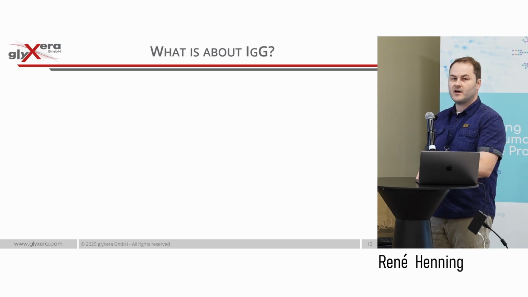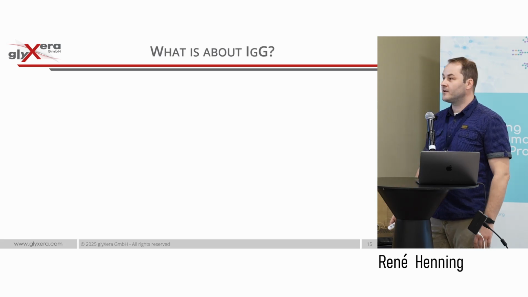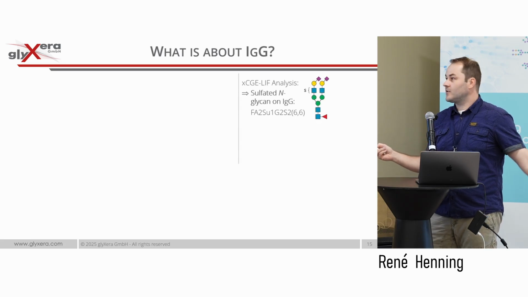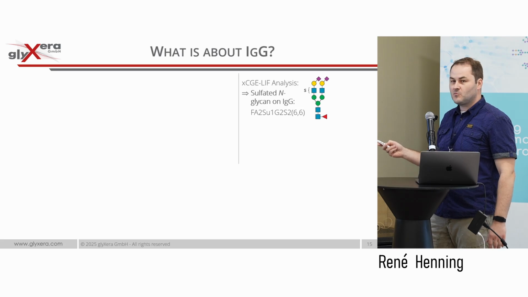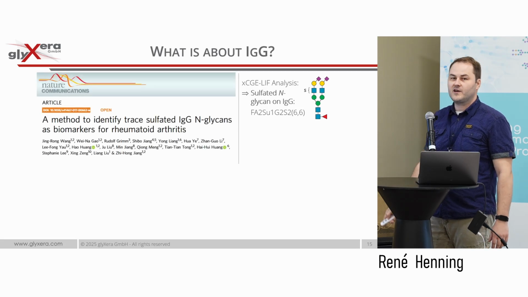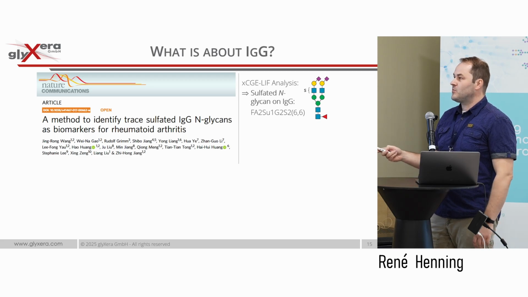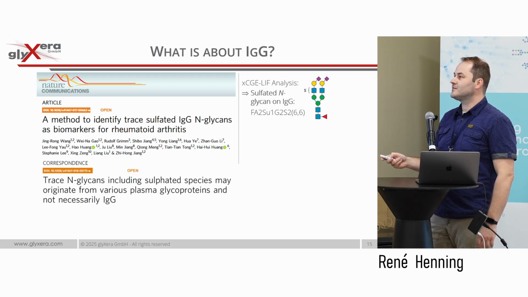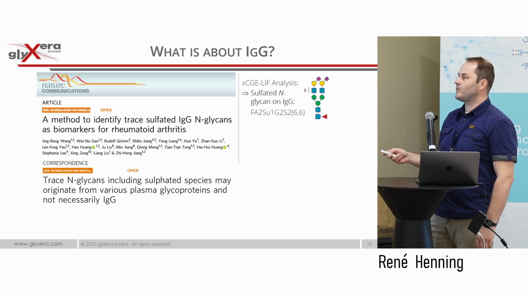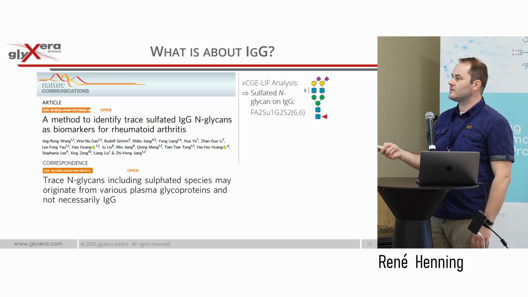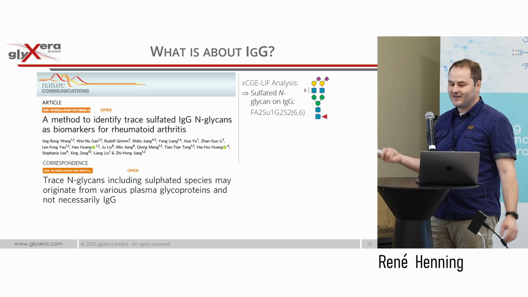But what about IgG? This is probably what you're interested in. Of course, IgG has it also. It's exactly the same glycan, exactly on the same position as for the IgA. We were actually happy to see a Nature Communications publication where they said, we found sulfated N-glycans in traces in rheumatoid arthritis patients, and they said it's a biomarker, and they saw it, and we said, great, they also see it, fine.